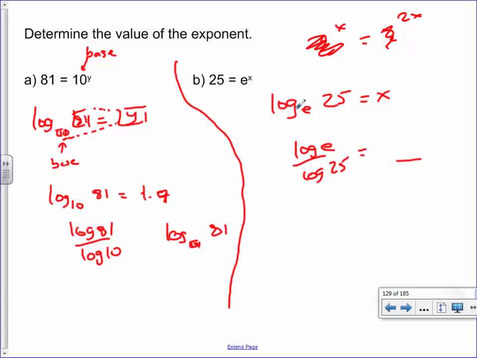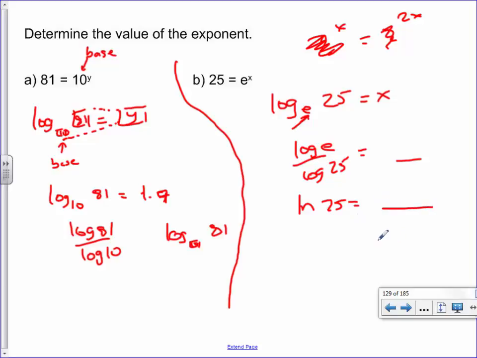I should point out though, do you guys remember what log e is? It's actually something very special. It's that natural number, 2.718. Yeah, so log base e, by the way, is known as ln. This is actually the ln of 25. So you can actually use the other button and do ln 25. Both should give you the same thing.